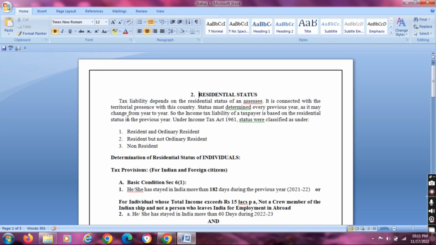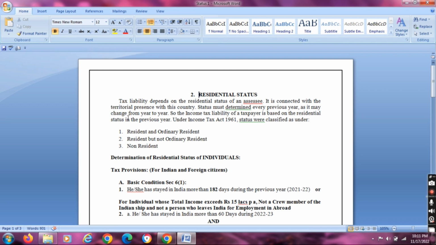Under the Income Tax Act 1961, status is classified as number 1, resident and ordinary resident; number 2, resident but not ordinary resident; number 3, non-resident. For the determination of the residential status of an individual, first we have to apply the basic condition.